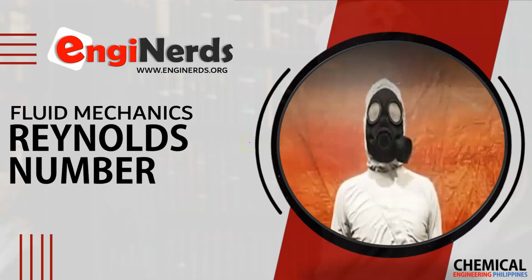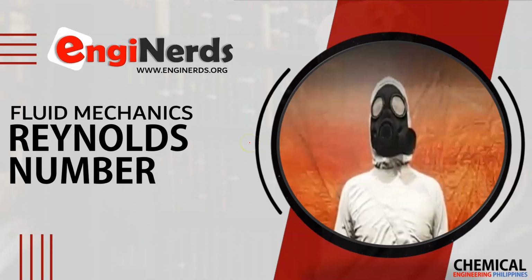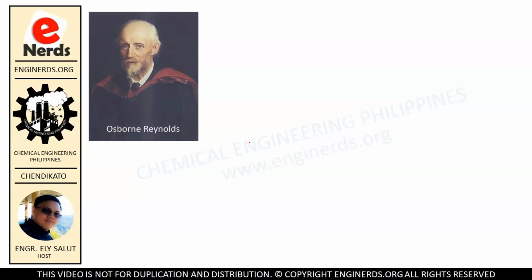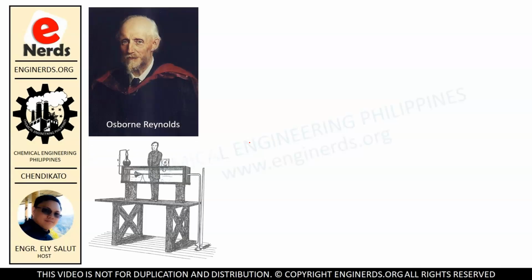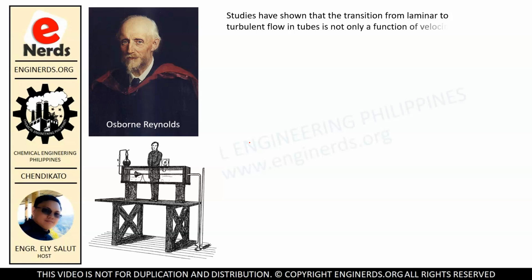Ang topic natin ngayon is about Reynolds Number, na bahagi ng ating Fluid Mechanics lecture videos. Napag-aralan natin sa previous video natin ang ginawang experiment ni Osborne-Reynolds. Well, nakita dito sa experiment ni Osborne-Reynolds na hindi lang pala velocity ang factor for transition from laminar to turbulent flow. Nakita sa experiment na to na factor din pala is yung density, viscosity, and even yung diameter ng pipe.